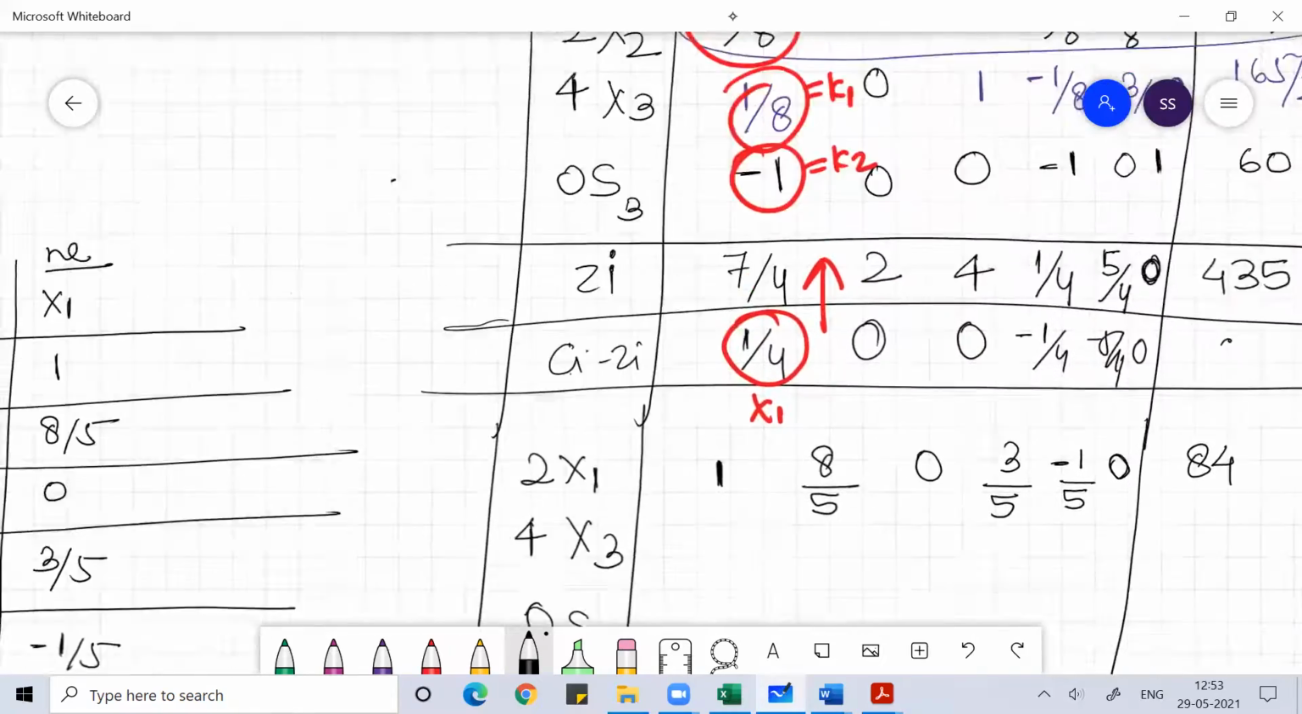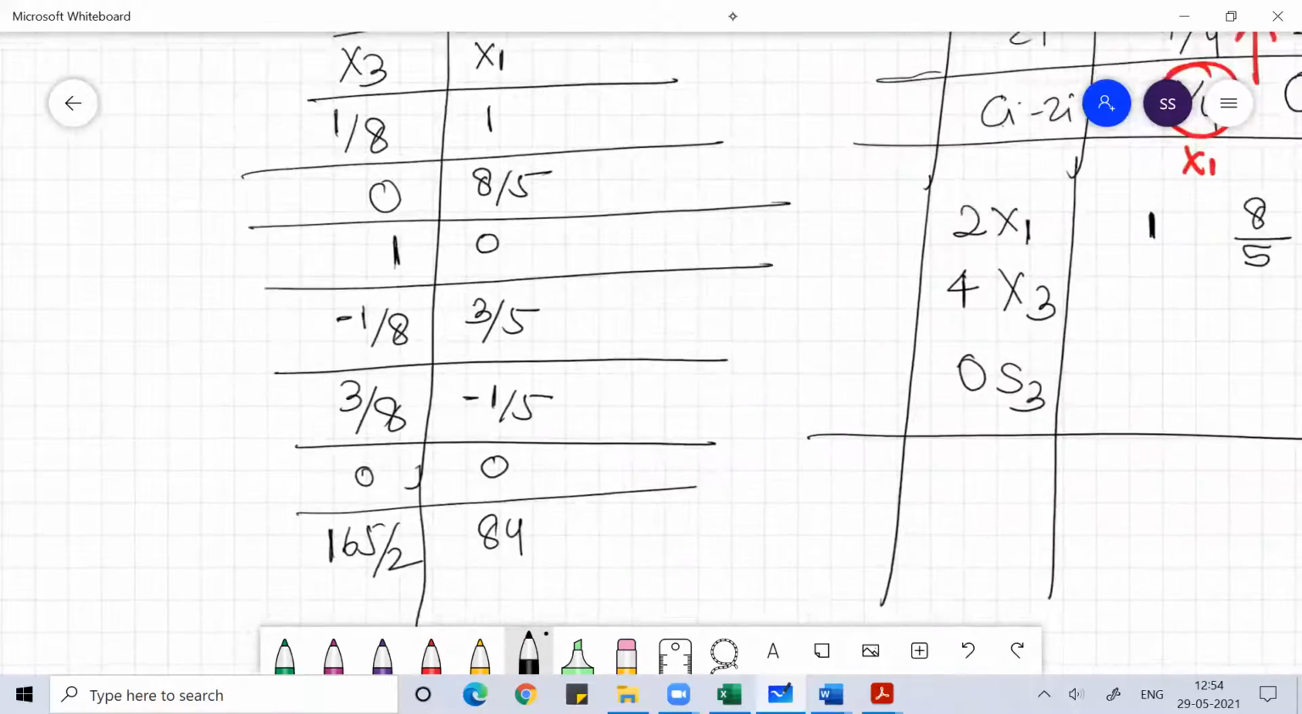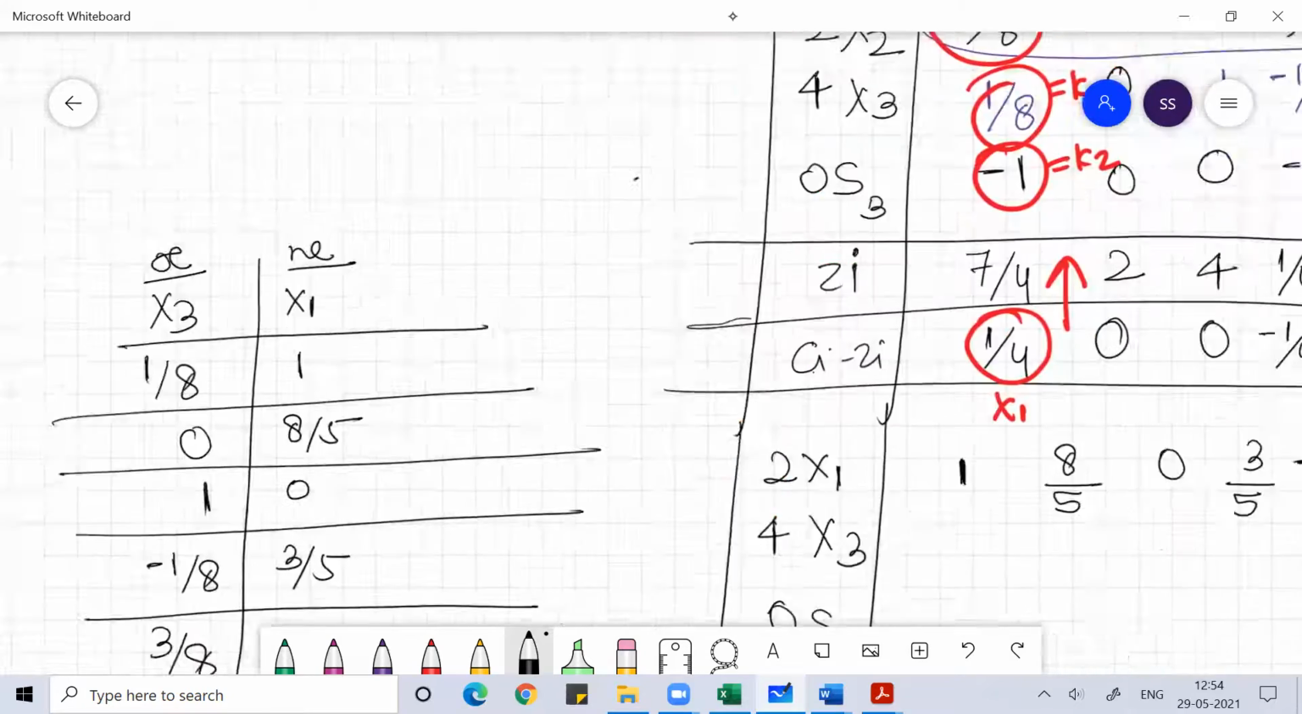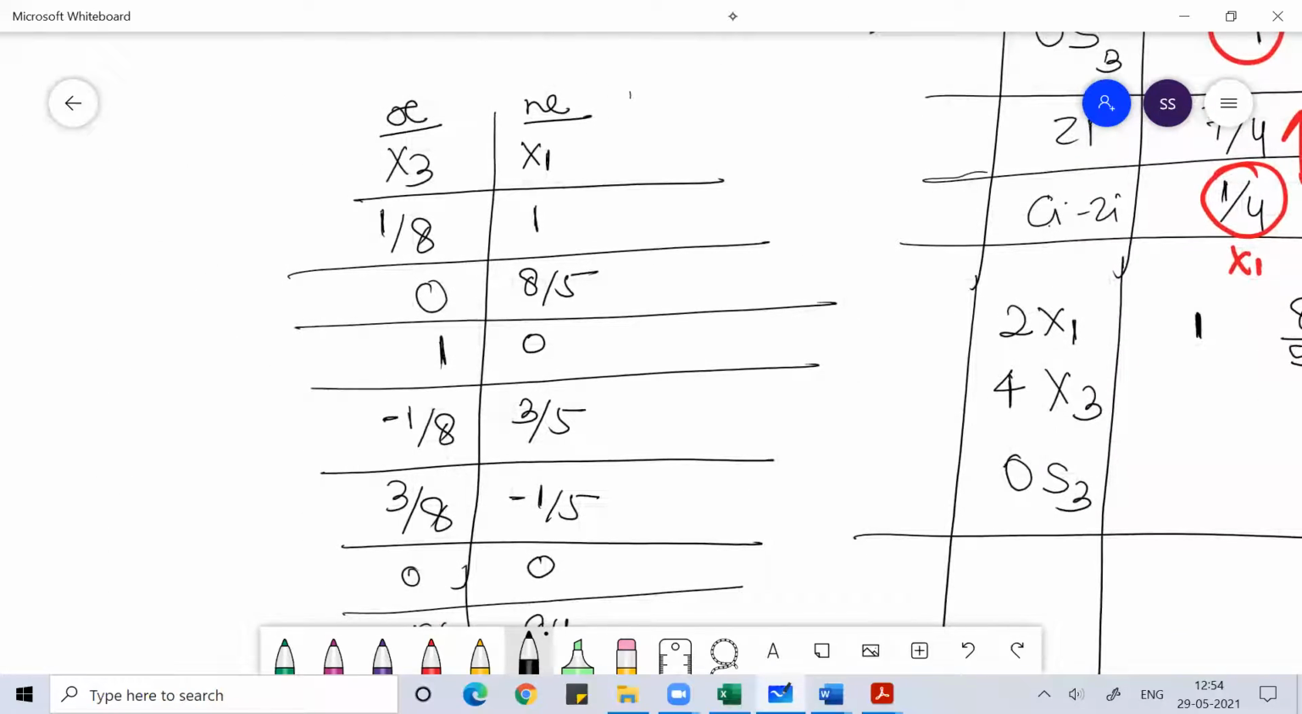And what constant will you take? For x3, what is the constant? 1 by 8. So you will take 1 by 8 as the constant. So old element minus new element times 1 by 8. So 1 by 8 minus 1 by 8, this will be 0. Then this is minus 8 by 5 into 1 by 8, the 8 gets cancelled.